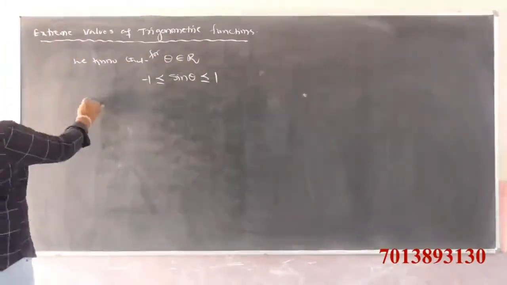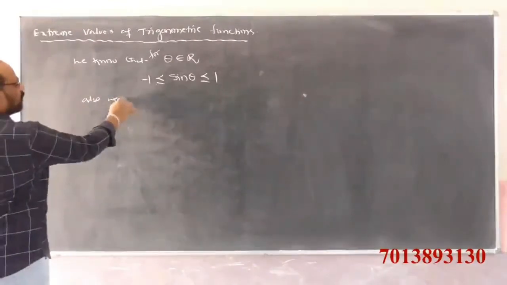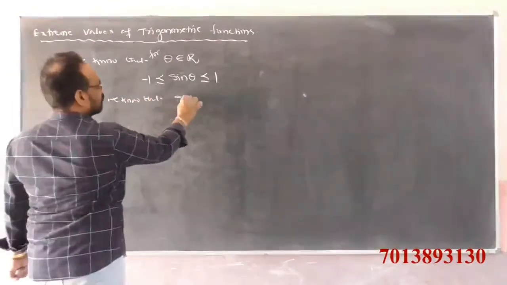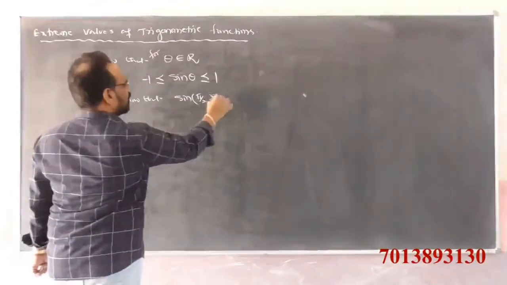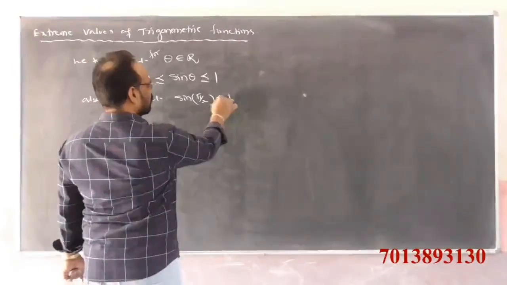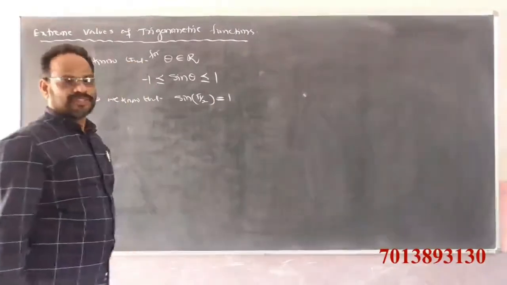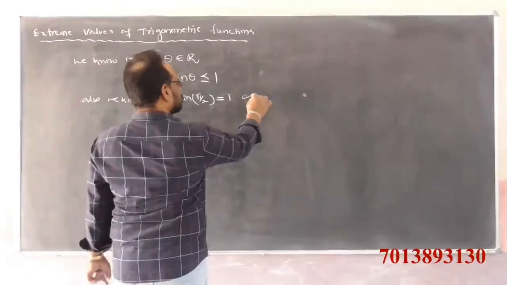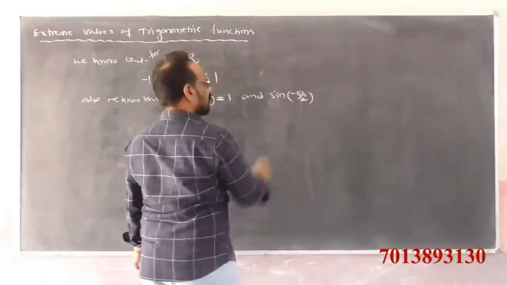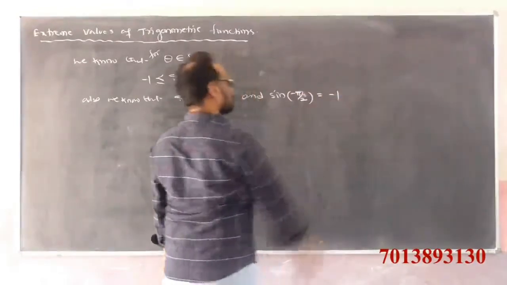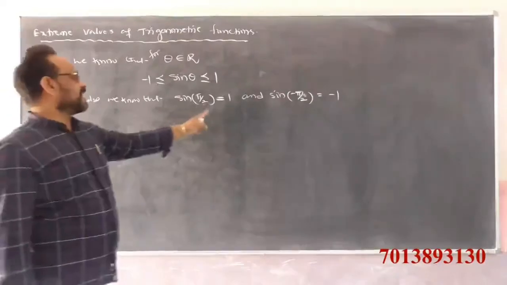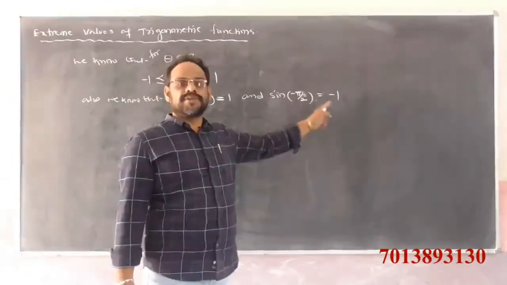Also we know that sin pi by 2, that is sin 90, is equal to 1. And sin minus pi by 2, sin minus 90, is equal to minus 1.